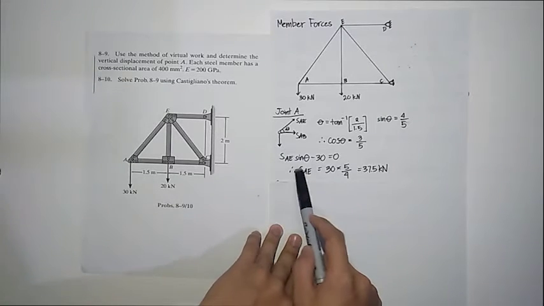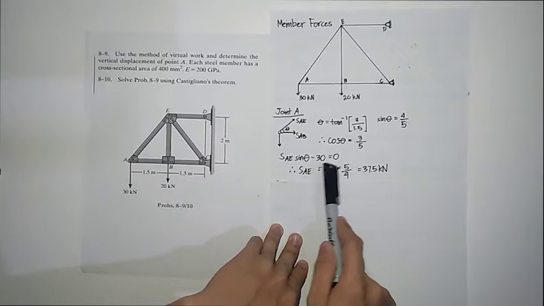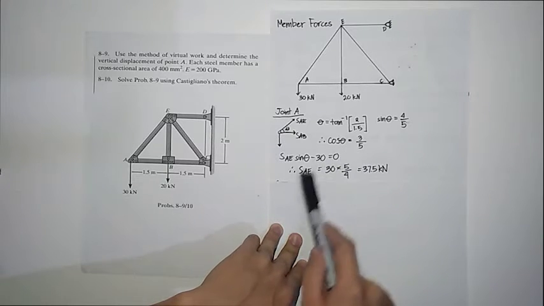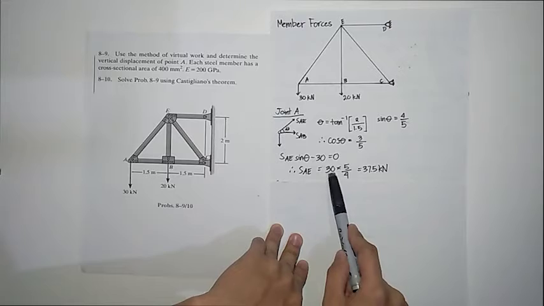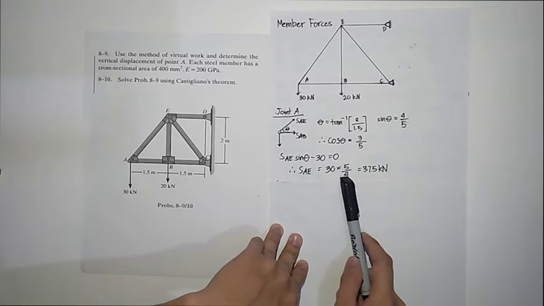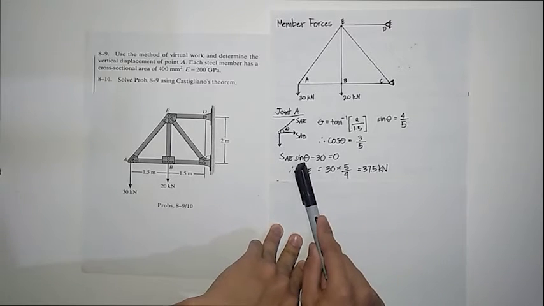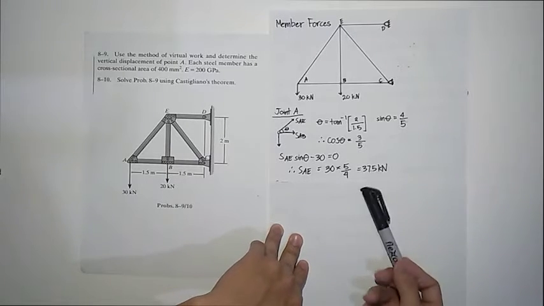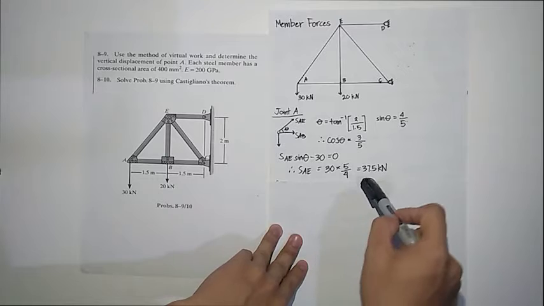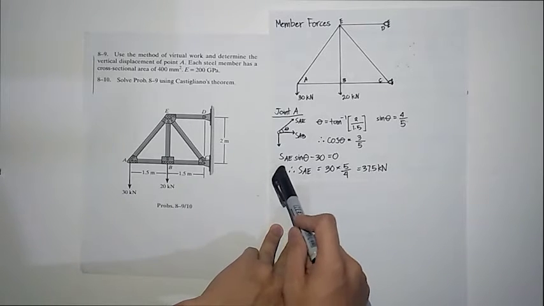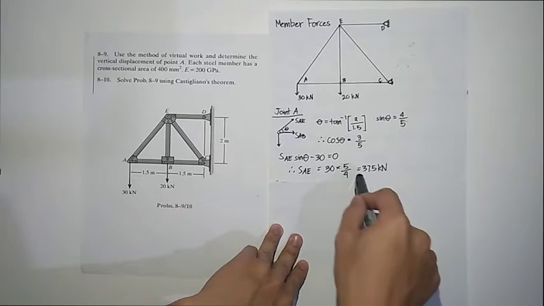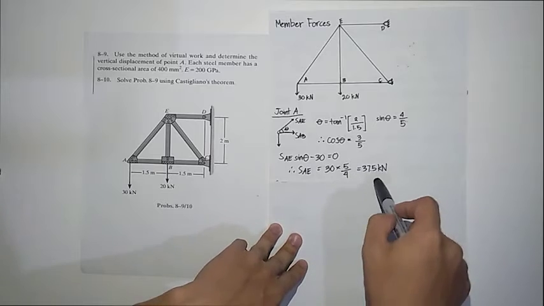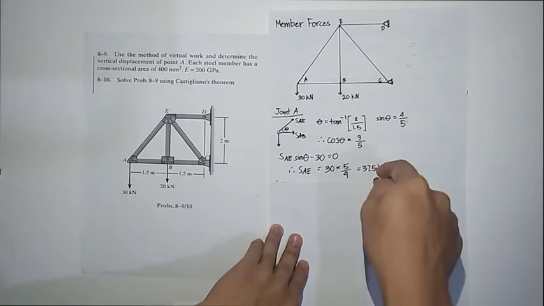So, segment AE sin theta minus 30 degrees is equals to 0. So, SAE is 30 times 5 over 4 because sin theta. So, di ba? Negative 1. So, baliktad na po yung 4 over 5 dito. So, we got the answer of 37.5. Ito po ang nasa segment AE. Mamaya, ilalagay po natin ito sa table para makuha po natin yung answer.